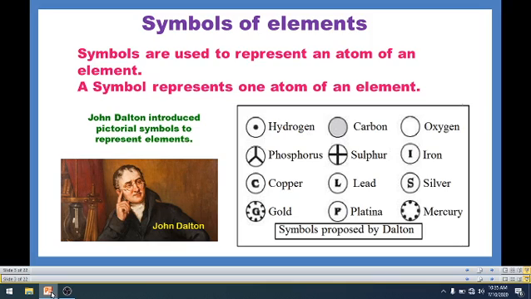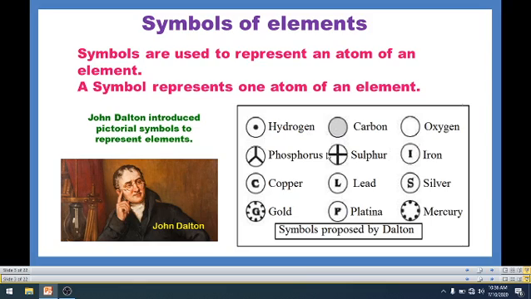John Dalton introduced pictorial symbols to represent elements. He was the first one to introduce symbols, and he represented the elements with pictures. For example, hydrogen is a circle with a dark spot at the center, a solid circle represents carbon, a plain circle represents oxygen, and a circle with capital I represents iron. These are the pictorial symbols introduced by John Dalton.